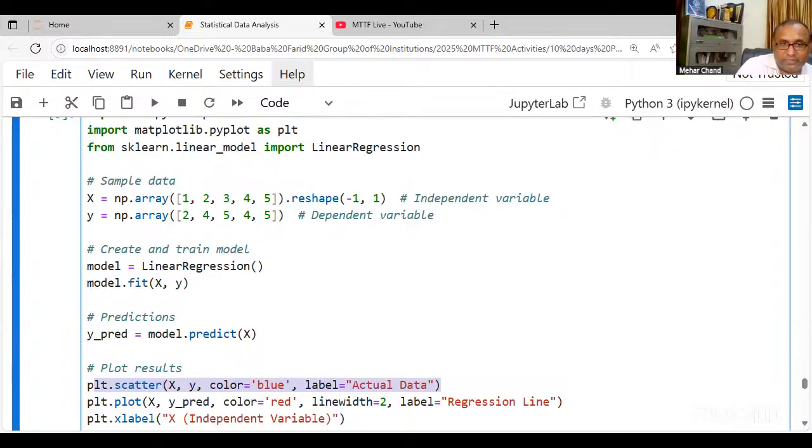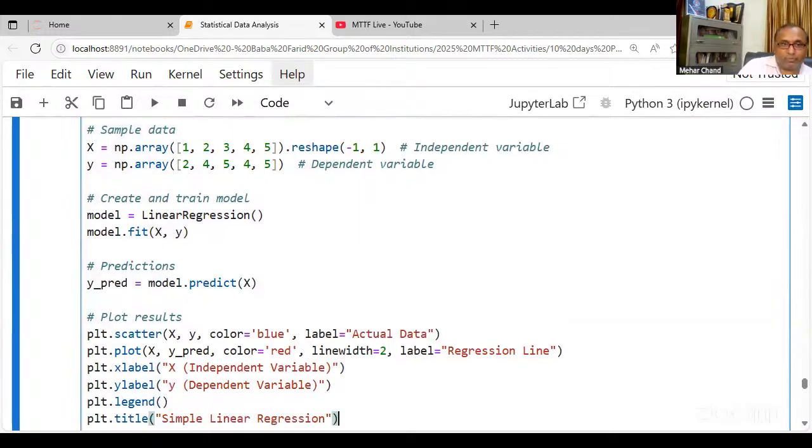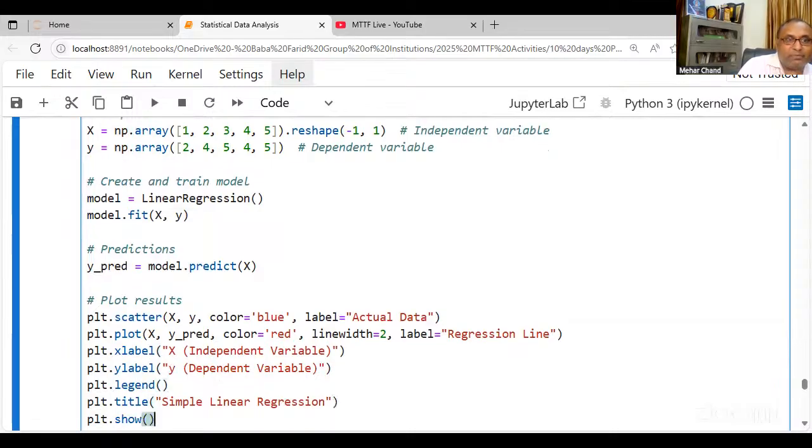Here you can see plt.plot(x, y_predict), which will be based on this trained model. This will automatically fit the regression line. Color we are using is red, line width is 2, and label is regression line; for the scatter, the label we are using is actual data. Then we have the x label, which is independent variable, the y label, which is dependent variable, and the legend, since two graphs are there. Then plt.title, simple linear regression, and then plt.show.